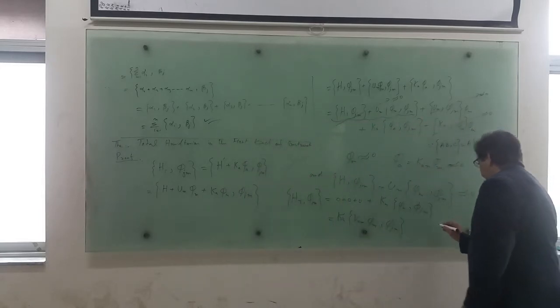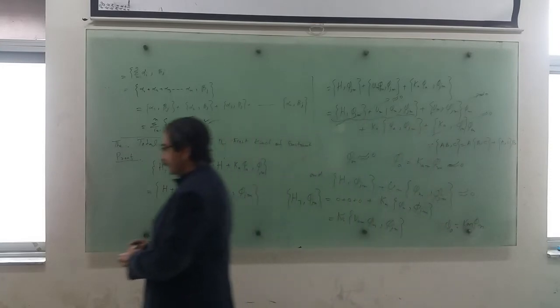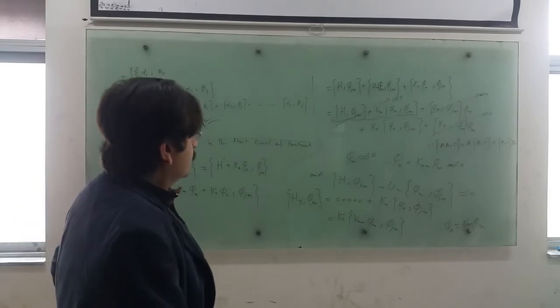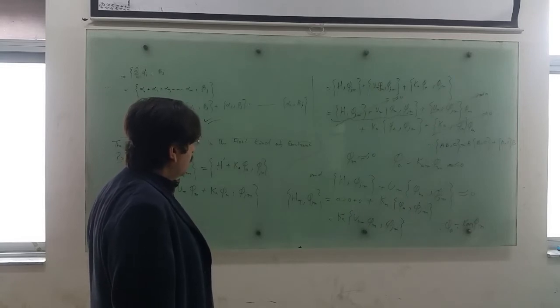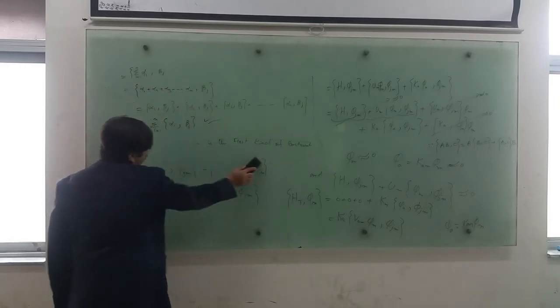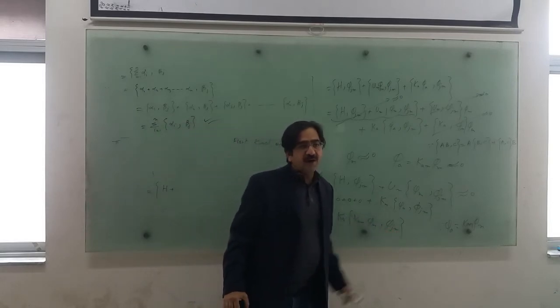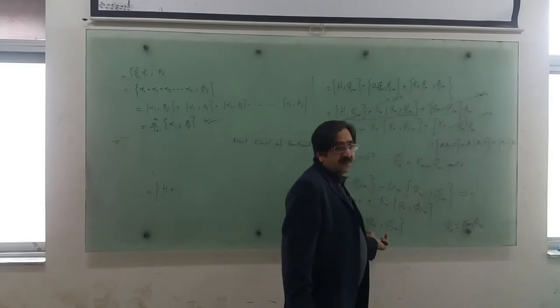We know that phi a is k km phi m. I put this value here. And we have already proved in the first theorem that this is a linear combination of this, and that a linear combination of the first constraint will also be a first kind of constraint. So this will also make up a first kind of constraint.